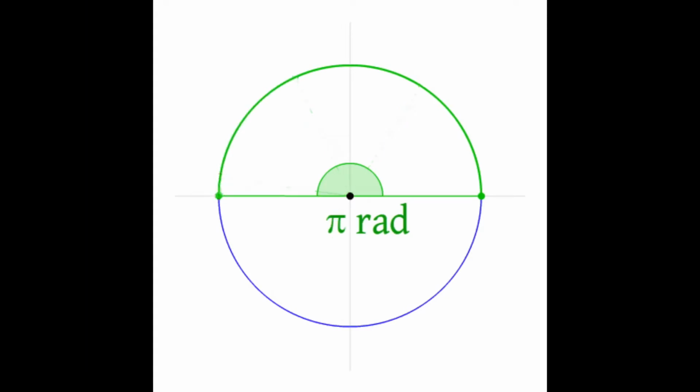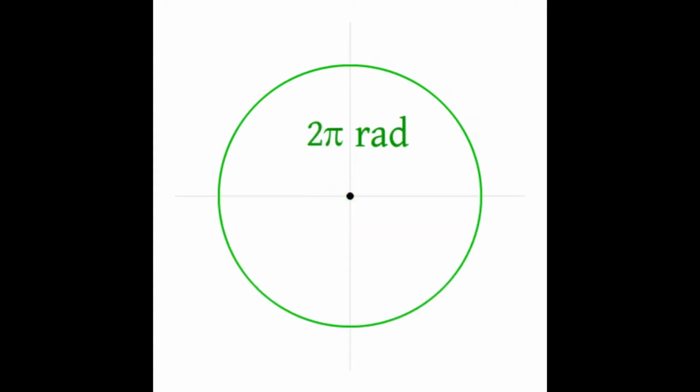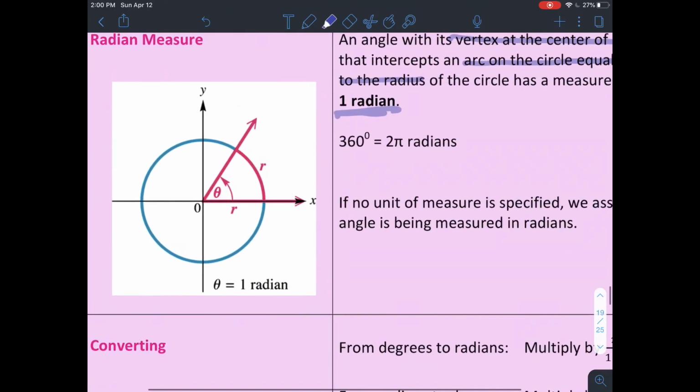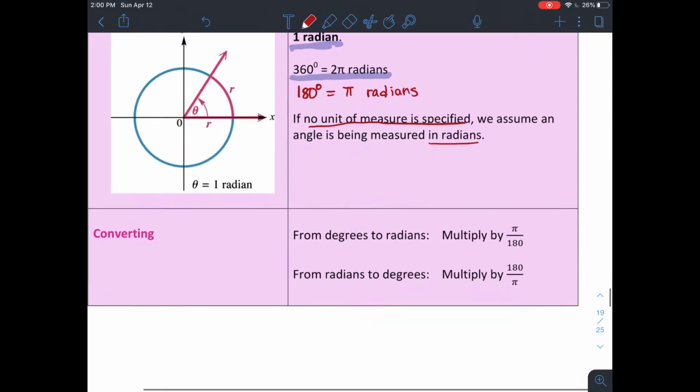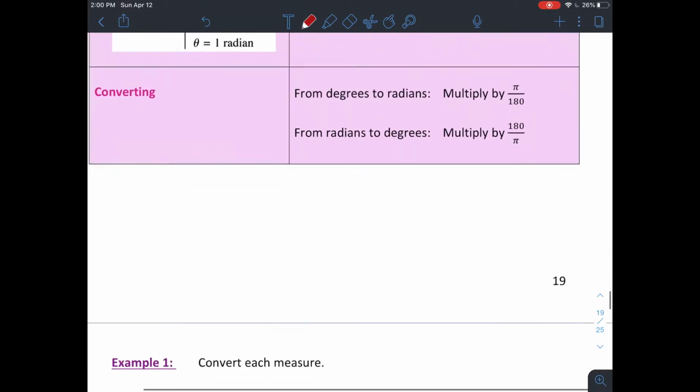Pi radians is actually 180 degrees, a straight line, which means a full circle, 360 degrees, is 2 pi radians. So if you're converting back and forth, 360 degrees is 2 pi radians, and you could divide that by 2, and 180 degrees is pi radians. If you don't write a unit of measure like a degree symbol on an angle, you assume that it's being measured in radians. So if you mean it to be in degrees, make sure you write your degrees symbol.